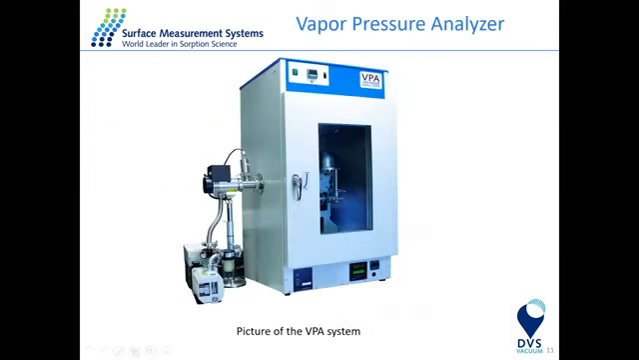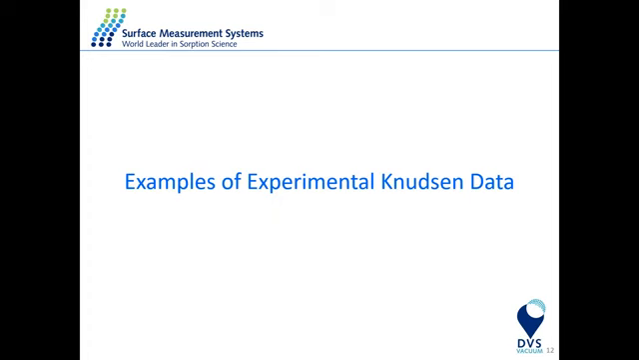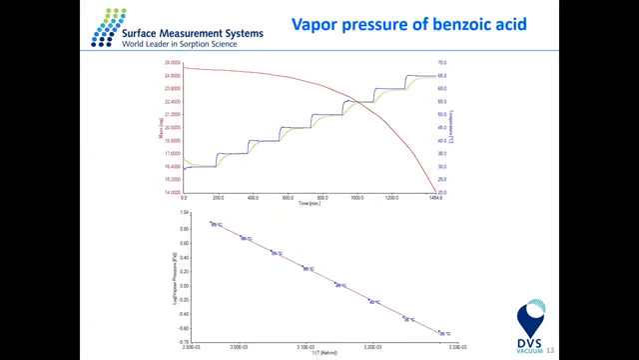So here's just a brief picture of the system. What we have here is the set of the pumps. Here's the temperature enclosure, and inside is the vacuum system. It's a fully automated system controlled by a PC, where we run an automated method to run the different measurements. So let's move to an example of the Knudsen data.